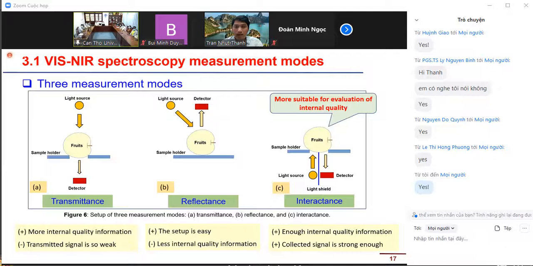...is the arrangement of light source, root, and detector. This figure shows the setup of these modes. From the literature, interactance is considered the best mode for evaluating the internal quality of root. So in this study, interactance was chosen for the conjunction optical system.